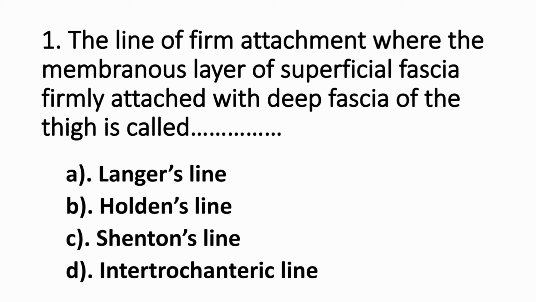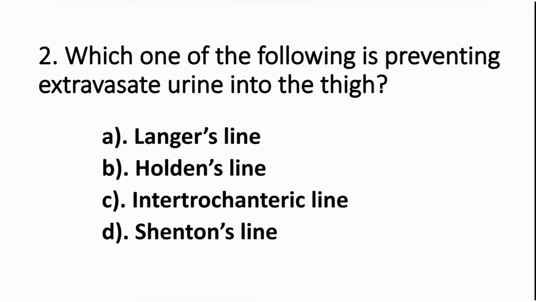Question number 1. The line of firm attachment where the membranous layer of superficial fascia is firmly attached with deep fascia of the thigh is called: option A, Langer's line; option B, Holden's line; option C, Shenton's line; option D, intertrochanteric line. The answer is option B, Holden's line.